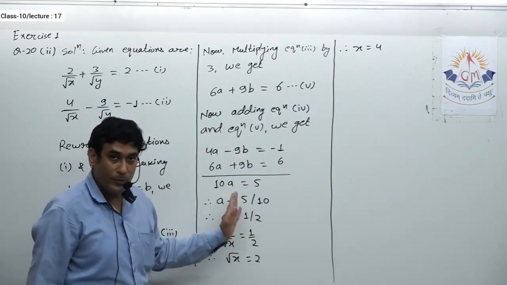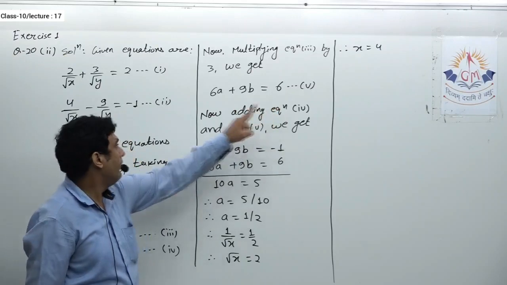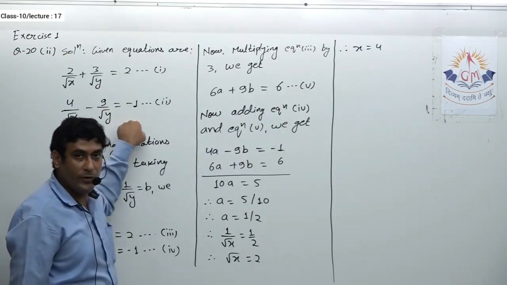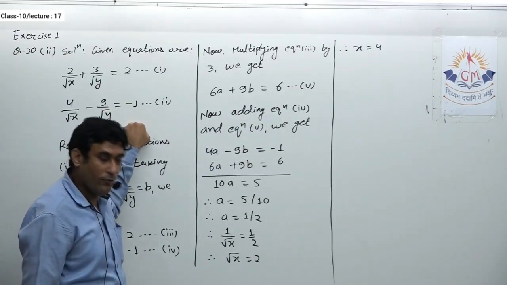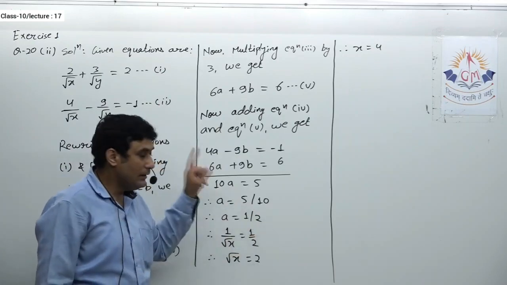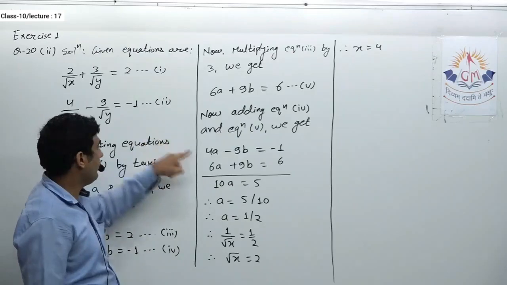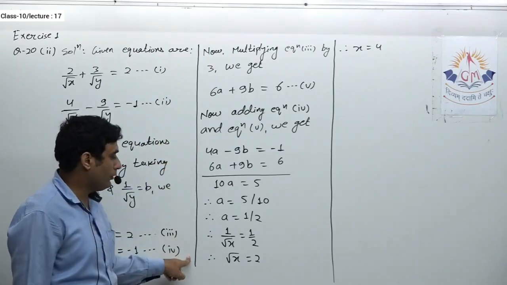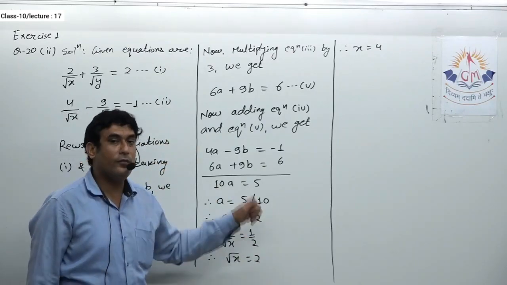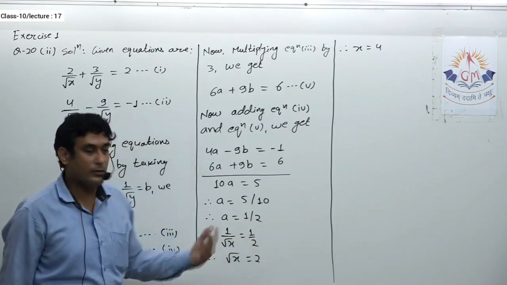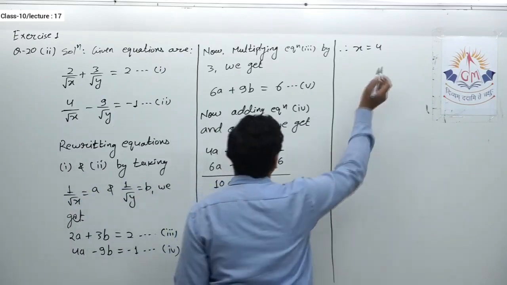Now, as I told you previously as well, by putting this value of x in either of these two equations, definitely it is possible to get the value of y. But instead of that, always go with this. That means put the value of a in either of equation third and fourth to get the value of b, and from that value of b get the value of y.